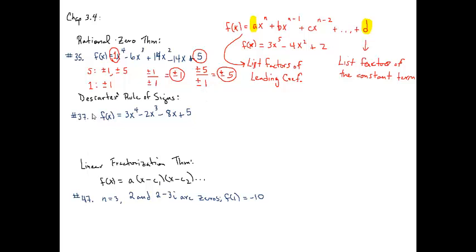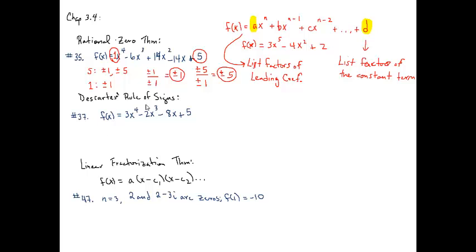Alright, the next piece we talk about in 3.4 is Descartes' rule of signs. All this is basically telling me is how many possible positive real roots this function can have. How many possible positive roots can this function have? And how many possible negative roots can this function have? A lot of words, right?